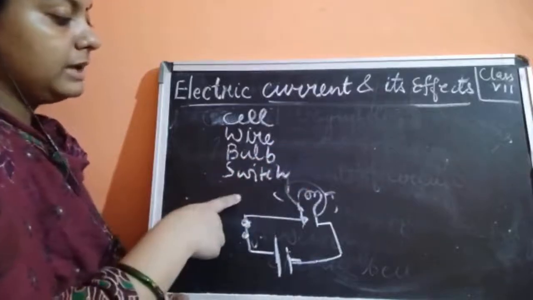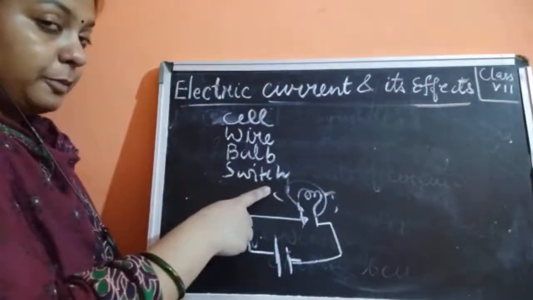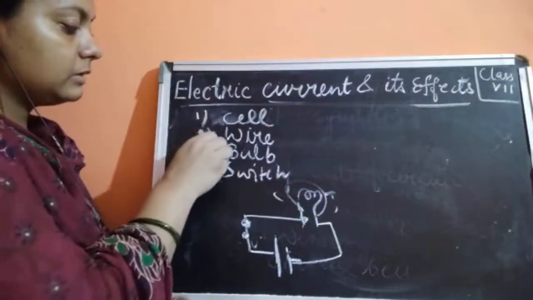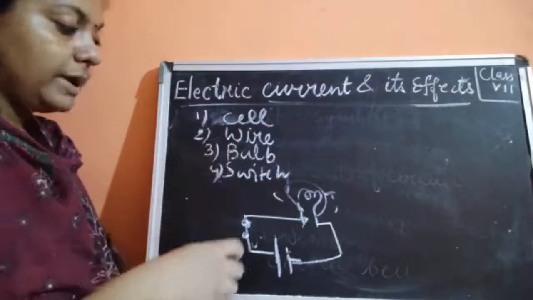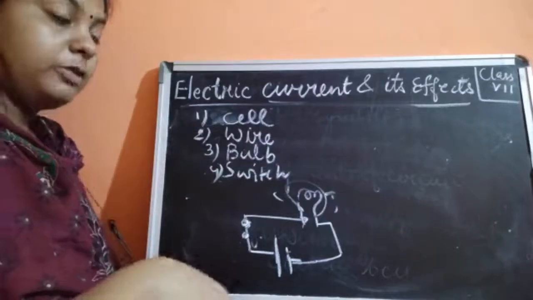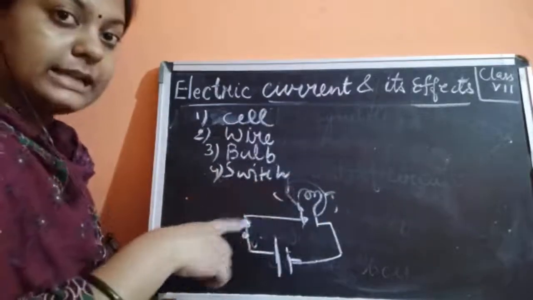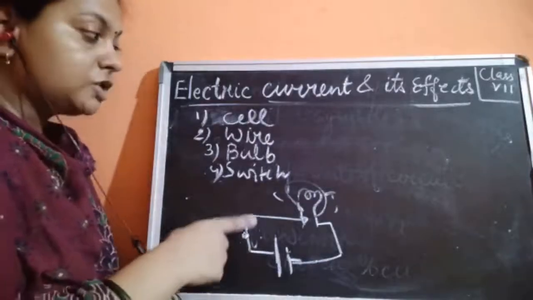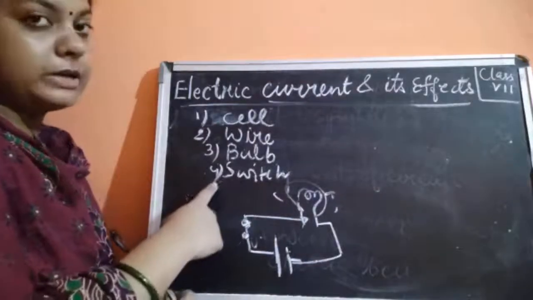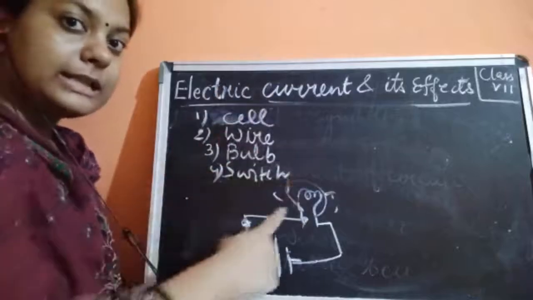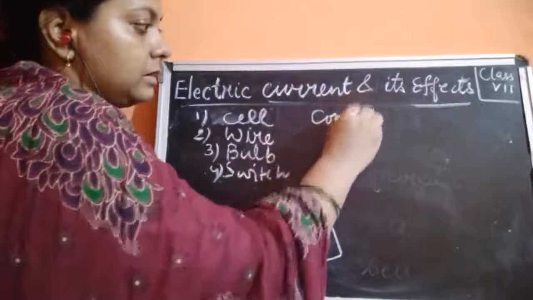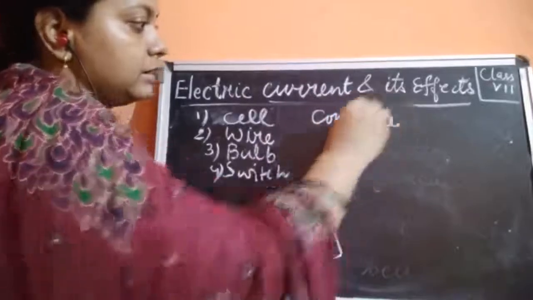So for making a circuit, at least we require these components. Okay, at least I said, there could be more than all these things. At least we require these things for completing a circuit. So this is known as the components of a circuit. Now if all the things are present in a circuit, then that circuit is known as a complete circuit.